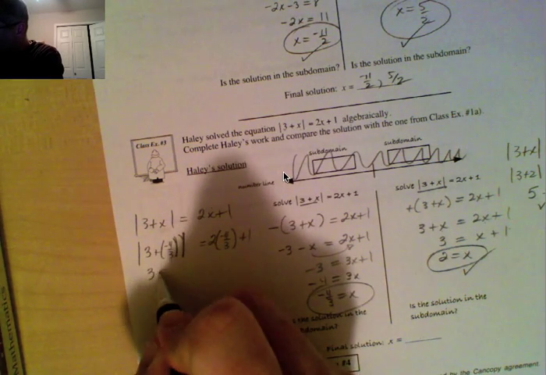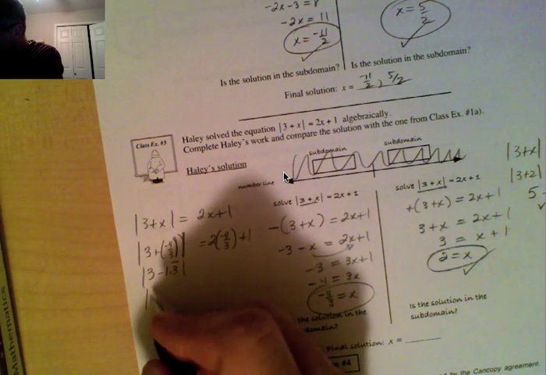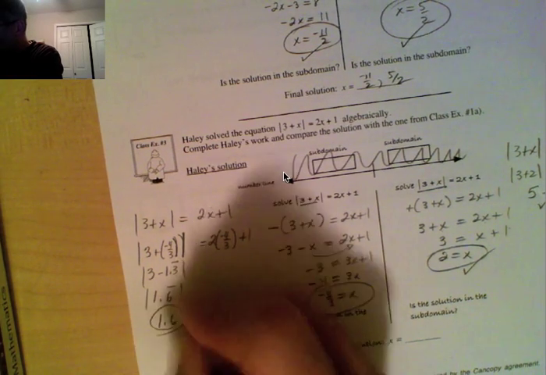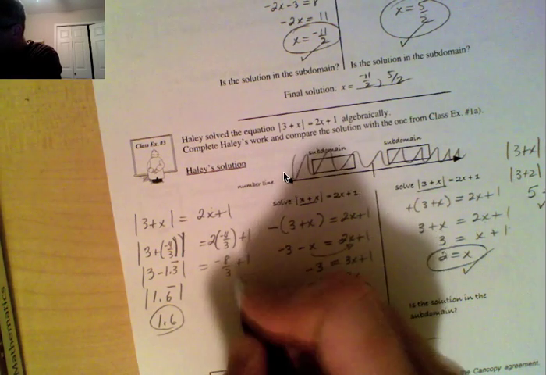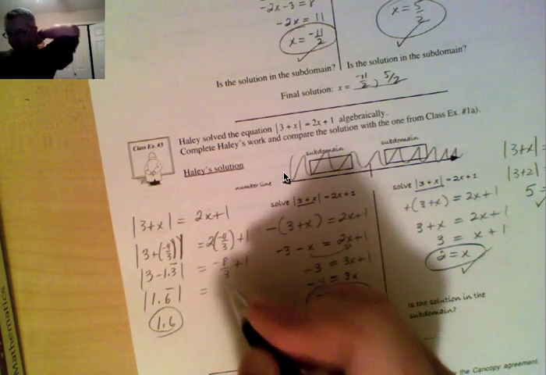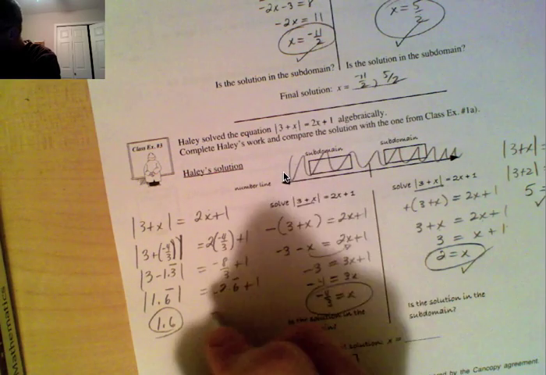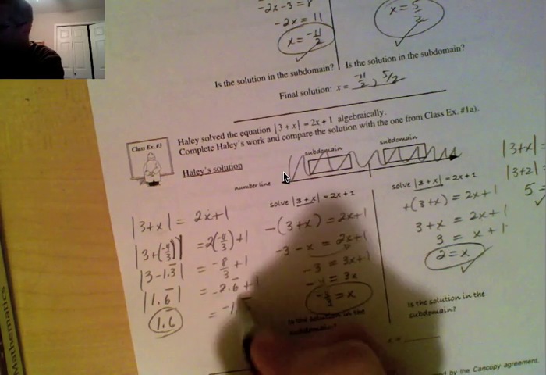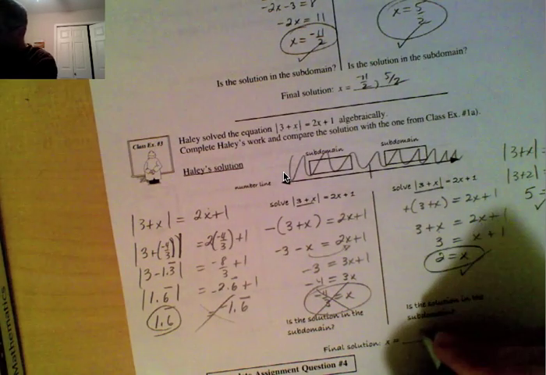Well, this is 3 minus 1.3 repeating, or 1.6 repeating, which is just 1.6 if I expand it. This is going to give us negative 8/3 plus 1. Negative 8/3 is negative 2.6 repeating plus 1, which gives us negative 1.6 repeating. Well, 1.6 repeating does not equal negative 1.6, so negative 4/3 is not a solution. So the only solution to this problem is 2.